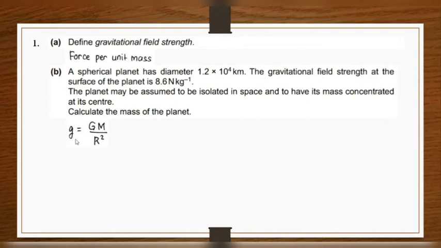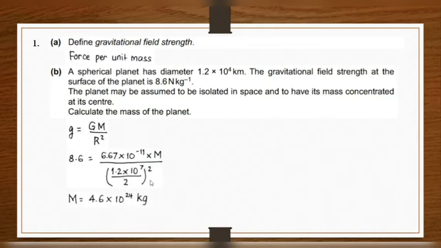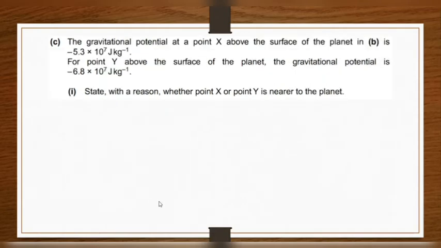This small g is the gravitational field strength, which is 8.6. This capital G is given, 6.67 times 10 to the minus 11, times the mass, divided by r squared. R is the diameter, which should be in meters, divided by 2. So if we convert this into meters, we have 1.2 times 10 to the 7 divided by 2, squared. Then we get the mass, which is equal to 4.6 times 10 to the 24 kilograms.